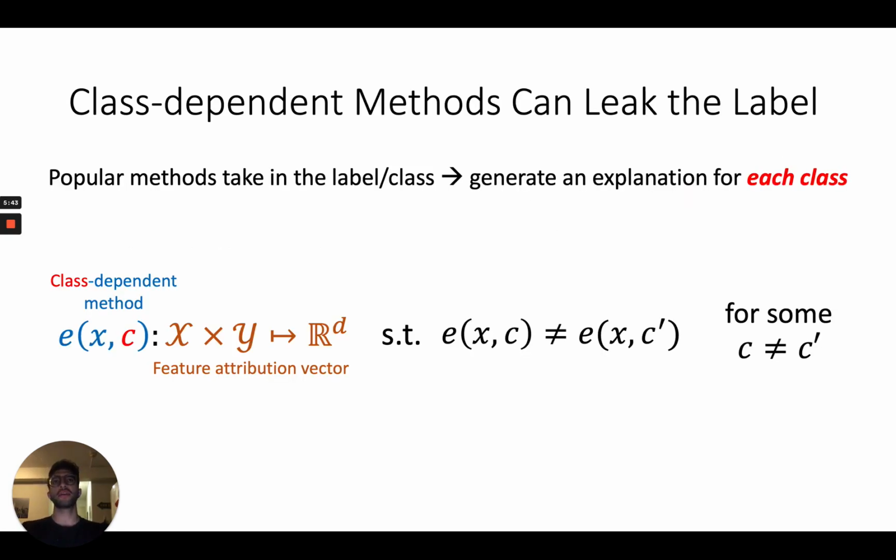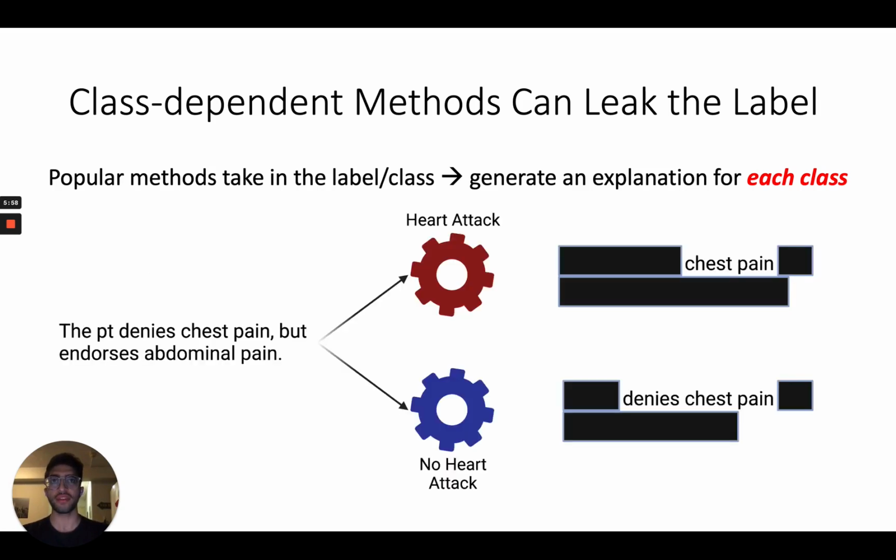This is possible because popular explanation methods generate separate explanations for each class. We call these methods class-dependent methods. Most explanation methods, such as Grad-CAM, integrated gradients, LIME, and SHAP, are all class-dependent. Reiterating this, a class-dependent method would generate one explanation for heart attack and another for no heart attack, both of which can make the respective class appear more likely than they truly are.